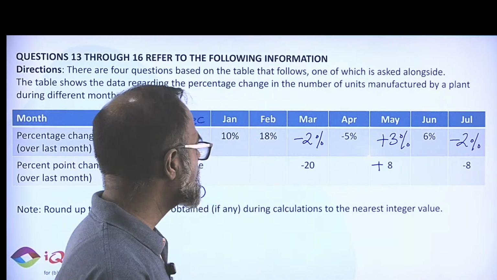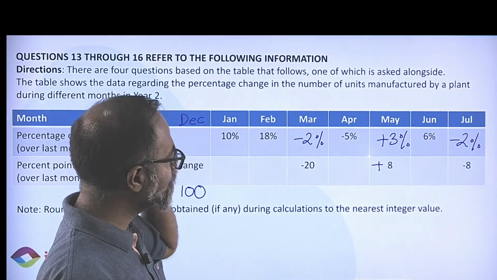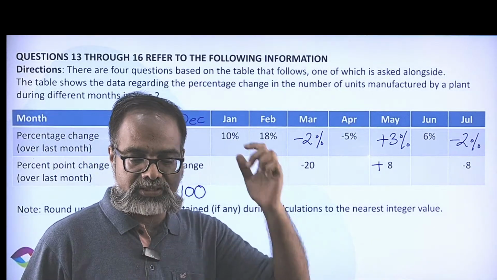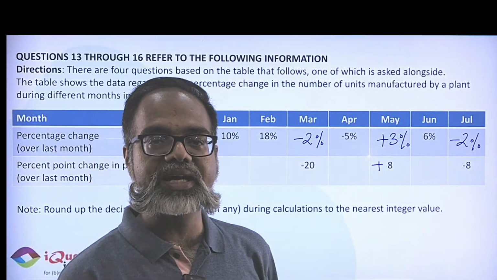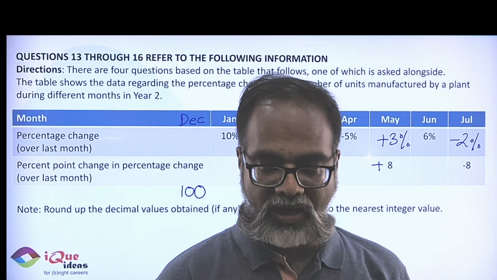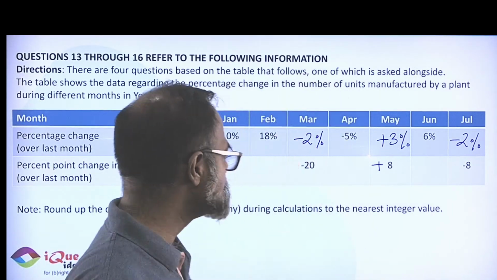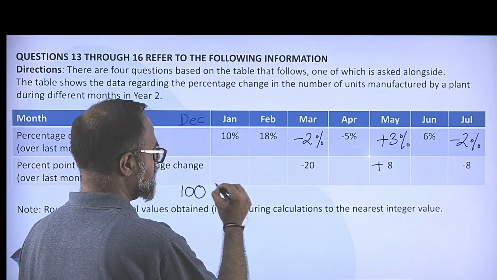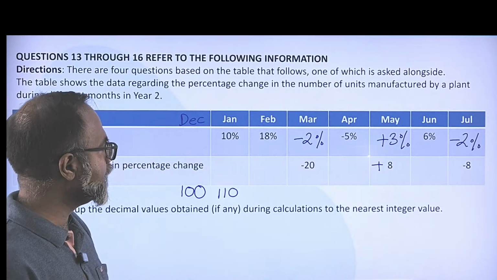Okay, although I may not require it, I'm going to actually calculate the value in terms of 100 for each of these months, right? So the first thing is that I've assumed that the month of December had 100 units. The first one is easy. Jan 10% up. So this must be 110. Okay.